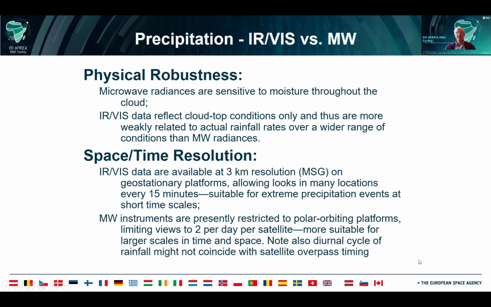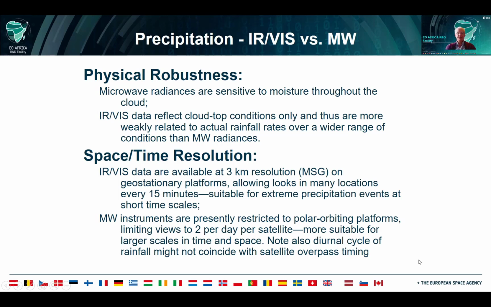It must be said that if we compare the visible near infrared or infrared with the microwave, radiances are more sensitive to moisture throughout the clouds, whereas the infrared or the visible is directly related to the conditions at the top of the cloud. And the rainfall processes, in order to actually monitor the rainfall processes, we have to have an idea of what is actually happening throughout the total cloud body.